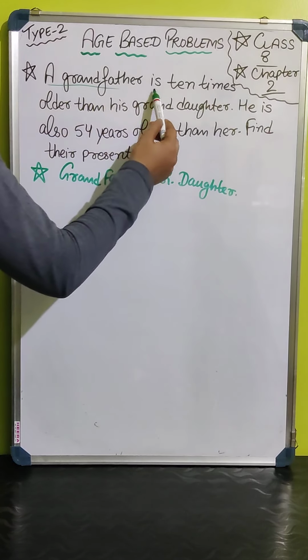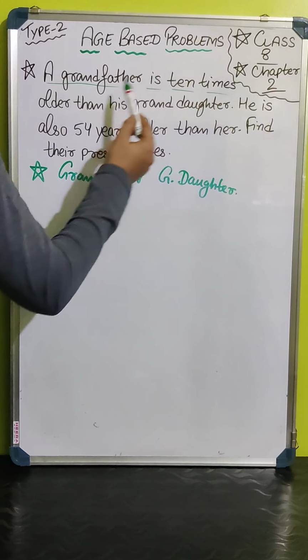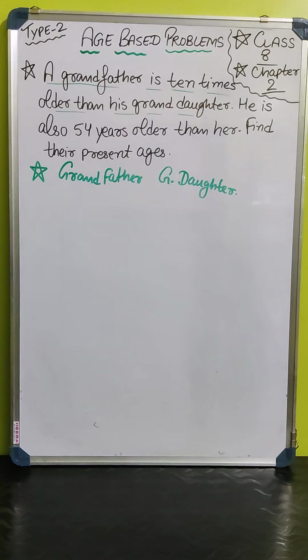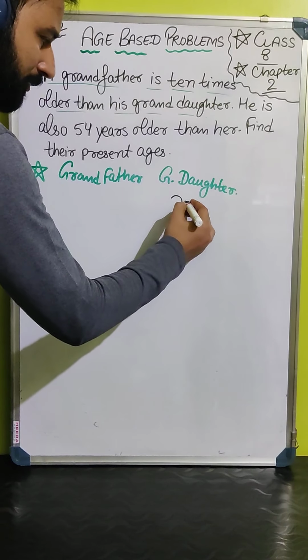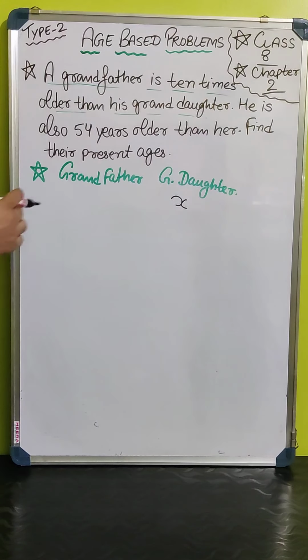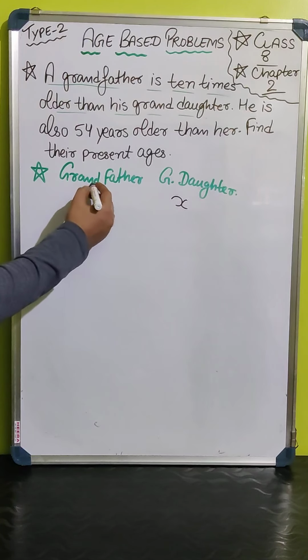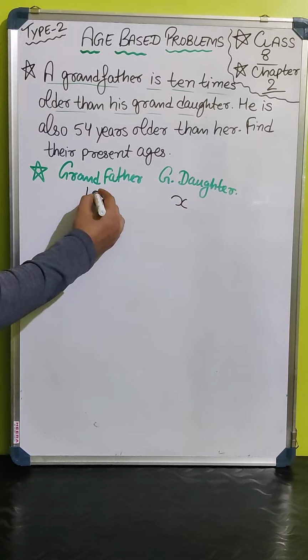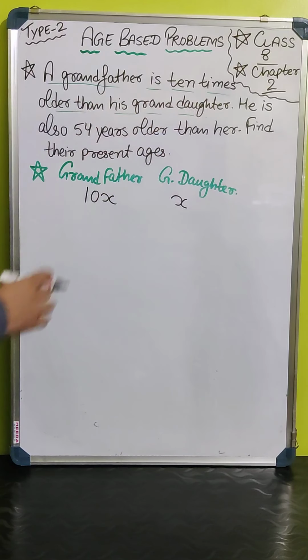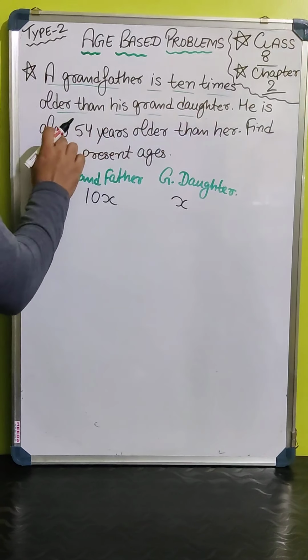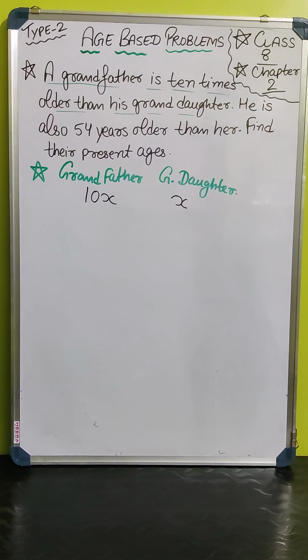A grandfather is 10 times older than his granddaughter, means the grandfather is 10 times that of the granddaughter. If I let the granddaughter be x years, what will be the age of the grandfather? That will be 10 times, because they are giving 10 times older than the granddaughter. He is also 54 years older than her.